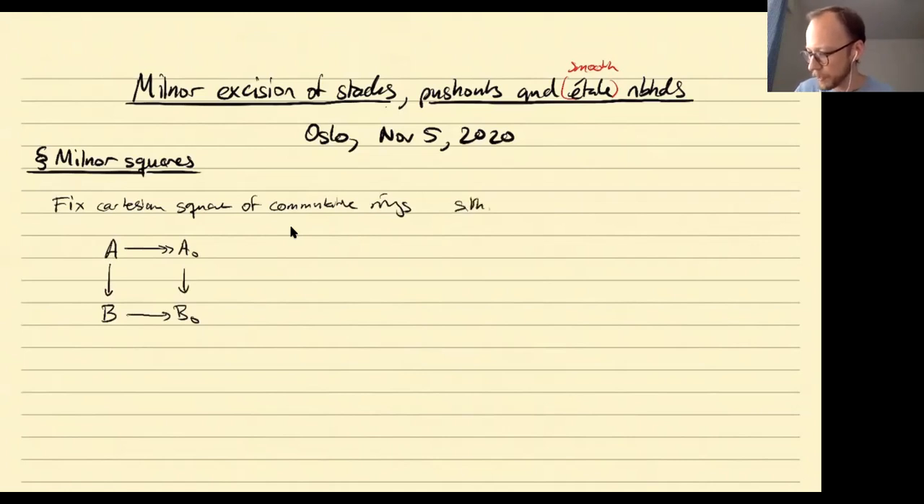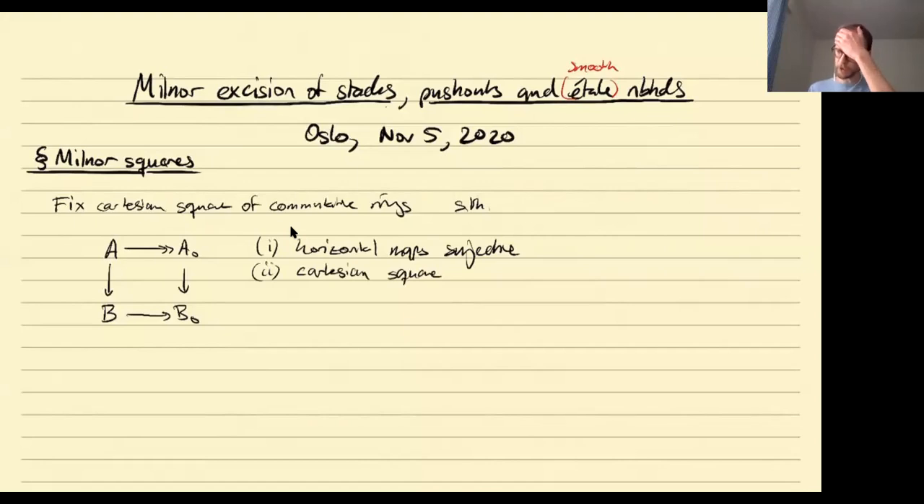As I said, the first condition is that the horizontal maps are surjective. And the second condition is that it's a Cartesian square, so that A is the product of A naught and B over B naught. As is well known, this implies that it's also co-Cartesian. So B naught is isomorphic to B tensor A naught. But note here, this is non-derived. So it's important here that it's an ordinary tensor product.